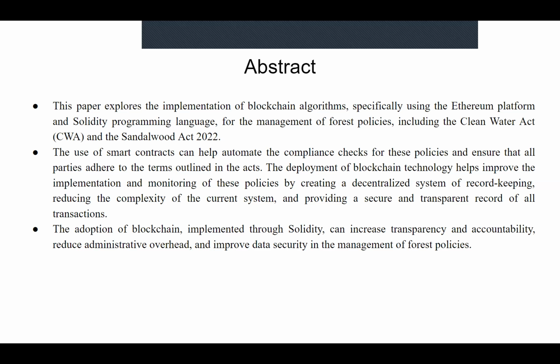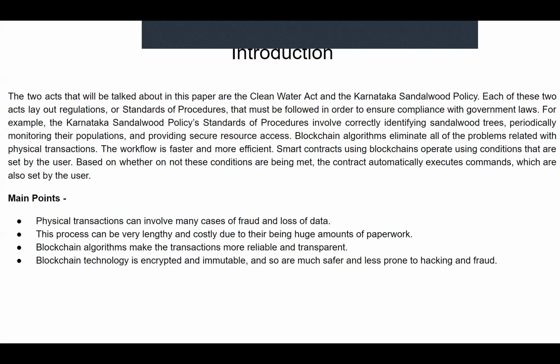And also, there are many problems with physical transactions in checking whether everyone is complying with the regulations. Now, the two acts that will be talked about in this paper are the Clean Water Act and the Karnataka Sandalwood Policy. Each of these lays out regulations and standards of procedures that must be followed to ensure compliance with government laws. For example, the Sandalwood Policy standards of procedures involve correctly identifying sandalwood trees, periodically monitoring their populations, and providing secure resource access. Now, physical transactions involved in checking the compliance of these can involve many cases of fraud and loss of data.